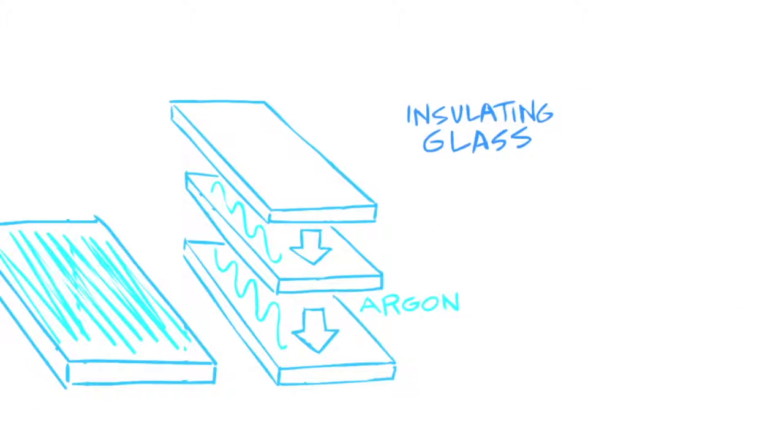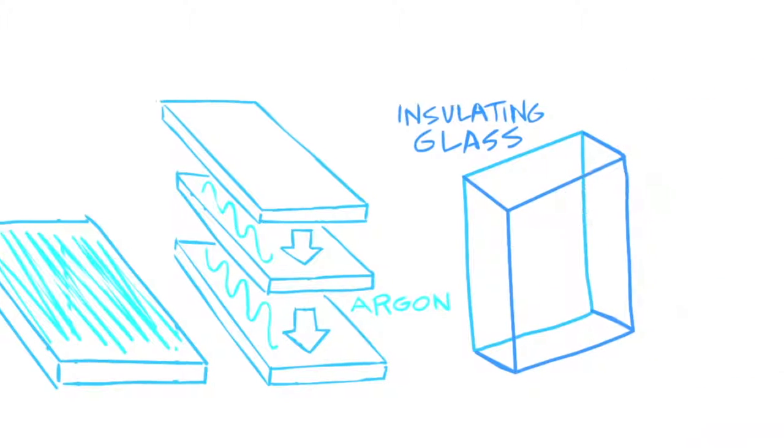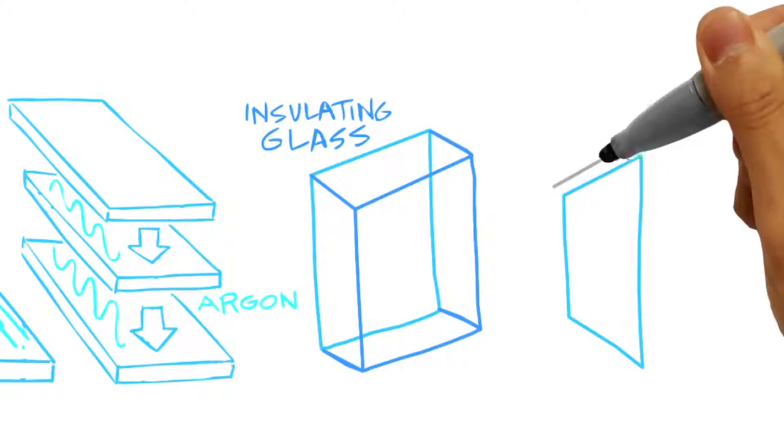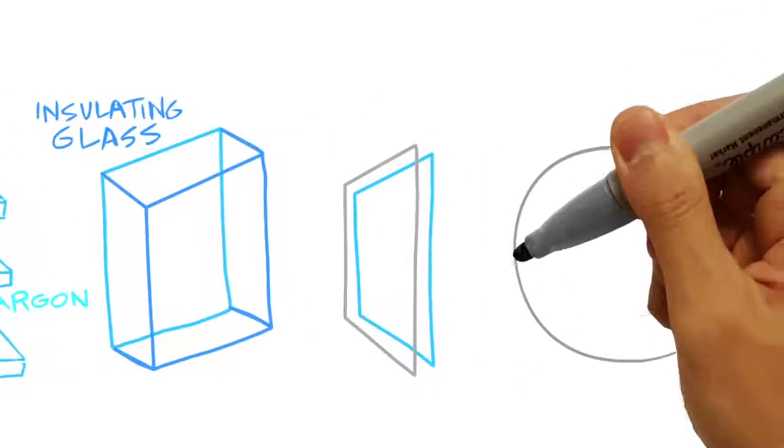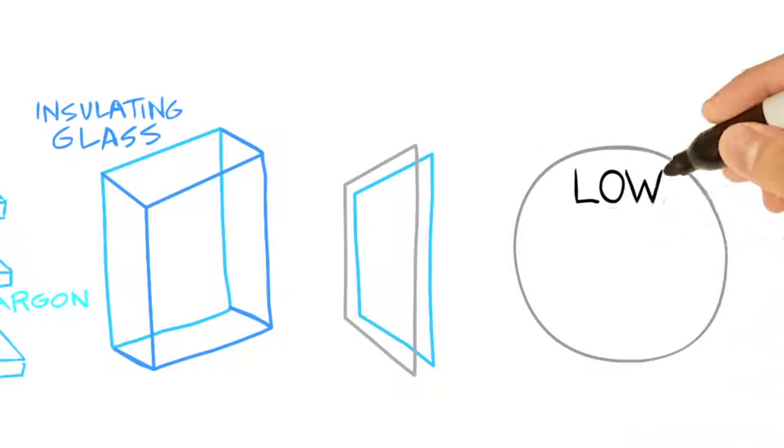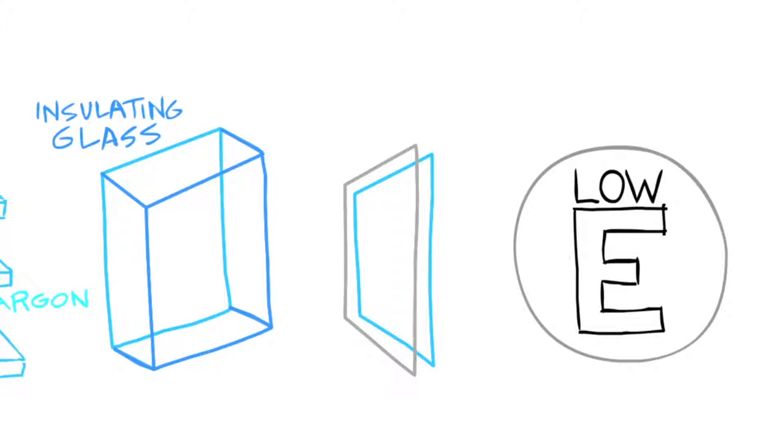If you hear the term insulating glass, it means two pieces of glass have been spaced apart and sealed to form a single unit. The glass might also include an application of special metallic coatings called low-E coatings that reduce unwanted heat transfer in and out of your home.